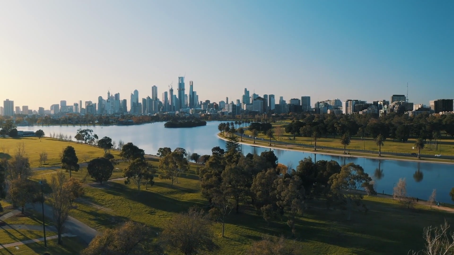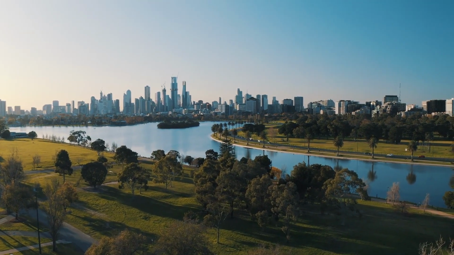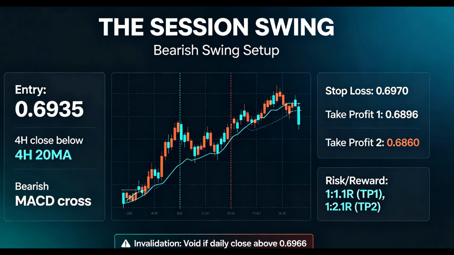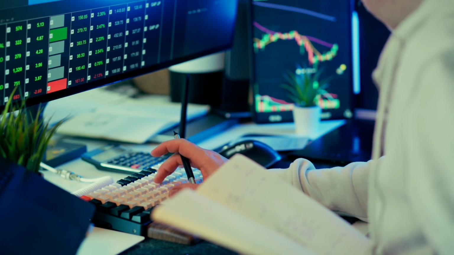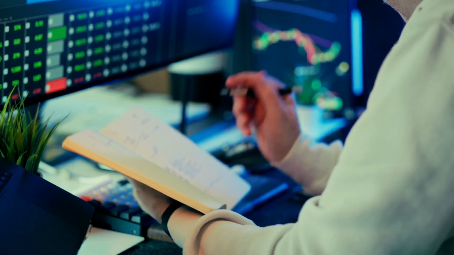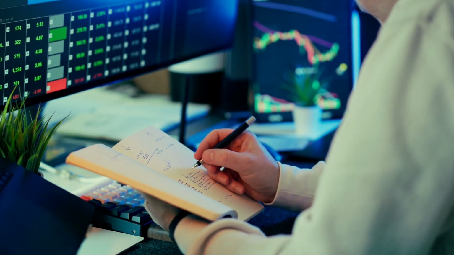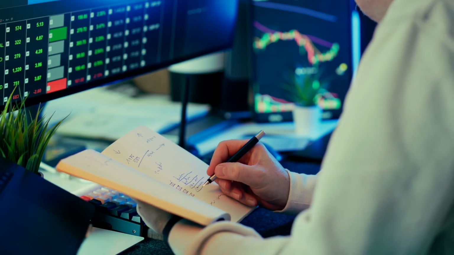Once price reaches halfway to TP1, around 0.6915, move your stop to break even. That protects your capital. The invalidation that would shift the medium-term outlook is a daily close above 0.6966. If that happens, the swing short is dead and we look for longs above 0.7030. This swing trade is about patience. It might take 48 hours to play out, but it's the highest reward setup on the board.